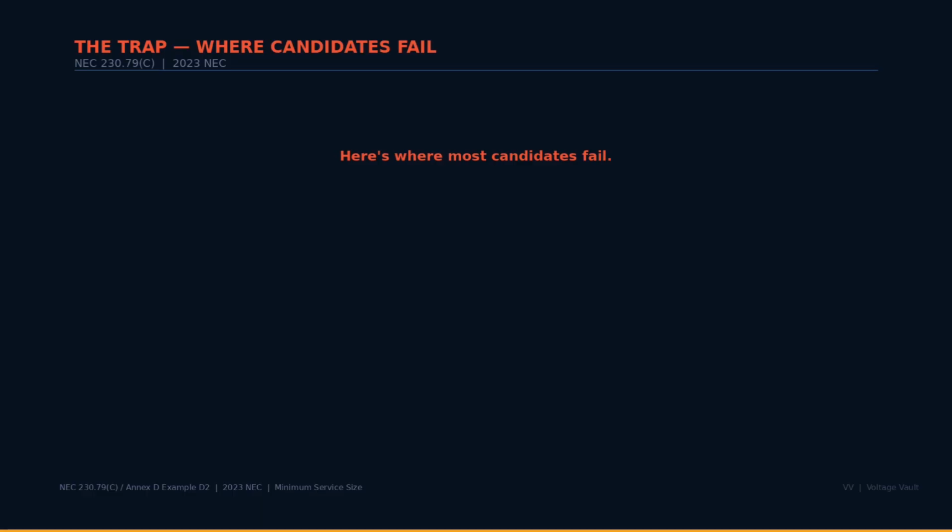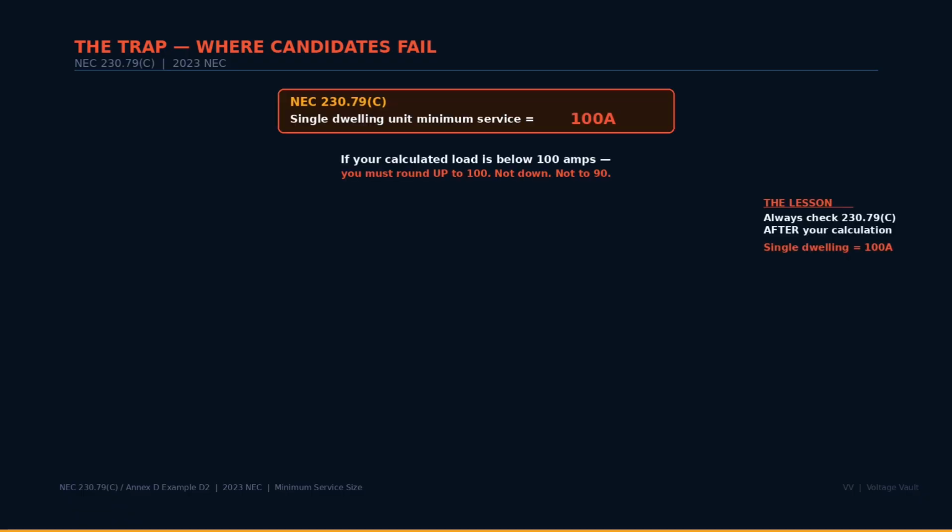Here's where most candidates fail. They finish the math, get a number, and stop. But the calculated load is not always the final service size. If your result is below 100 amps, you must check Section 230.79, C. That section sets the minimum service for a single dwelling unit at 100 amps.